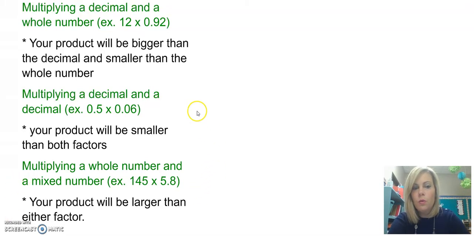So I wanted to review first how to multiply decimals. You guys will see we have been working on modeling multiplication of decimals for the past week or so. So I wanted to point out the big things that we learned when we were modeling multiplying decimals.